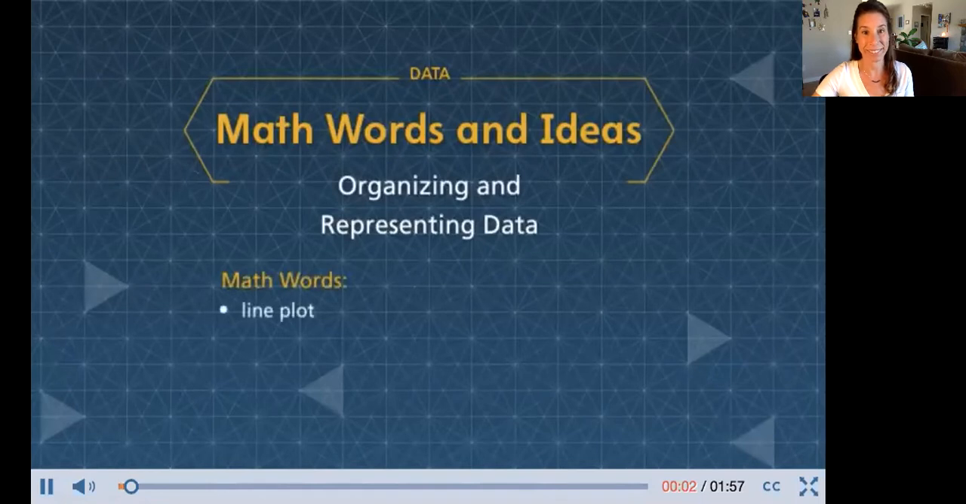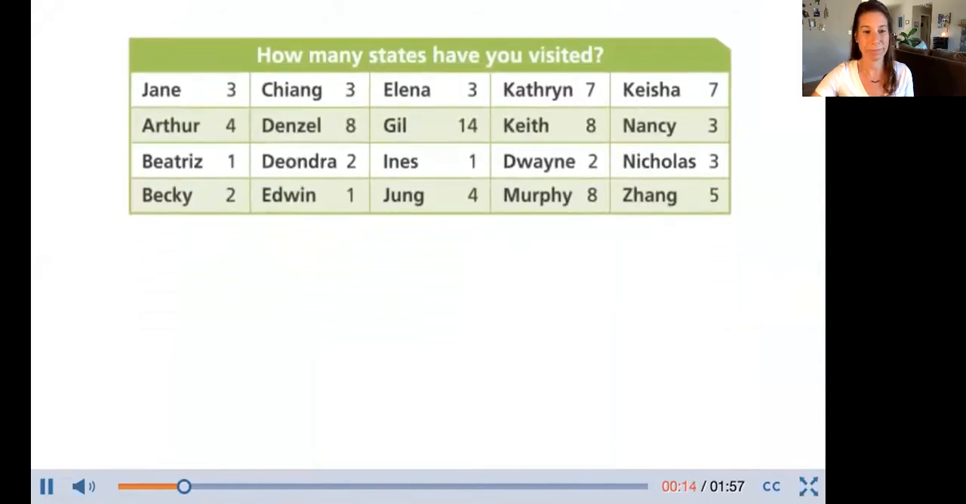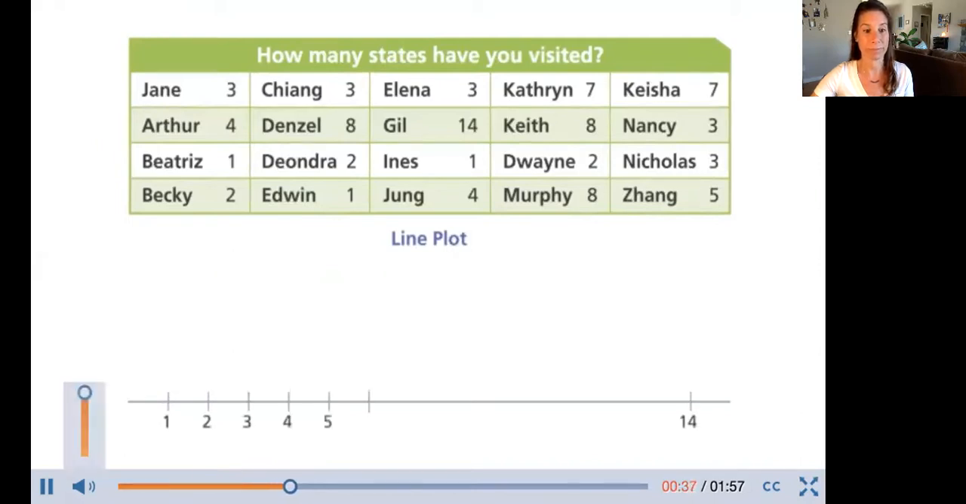Organizing and representing data. I was wondering how many states people in my class have visited, so I surveyed the class to find out. Once I gathered my information, I needed to organize it and represent it in some way to figure out what I can learn from the data. I decided to use a line plot to represent the data. Looking at my data, I see that 1 is the fewest number of states visited, and 14 is the most. I put tick marks on the line and labeled them for all the numbers from 1 to 14. These numbers show how many states students visited.